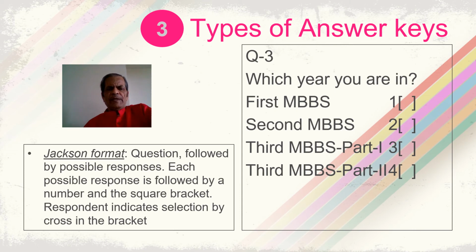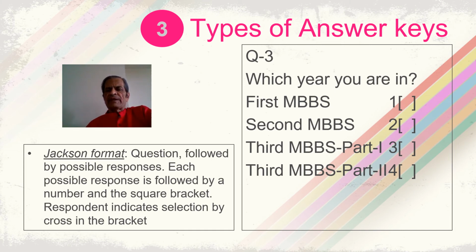The Jackson's format is another type of format which is also very commonly used. Here the question is followed by the possible responses. So here is the question, which year you are in. And the responses are first MBBS, second MBBS, third MBBS part 1 and third MBBS part 2. Each possible response is followed by a number, and the number is nothing but the code.